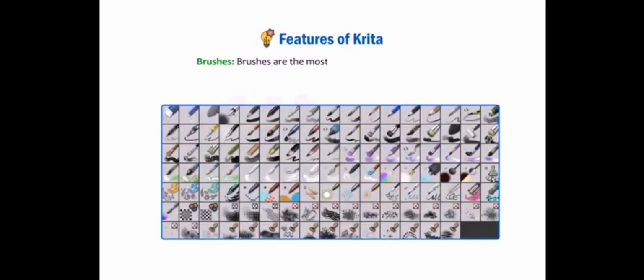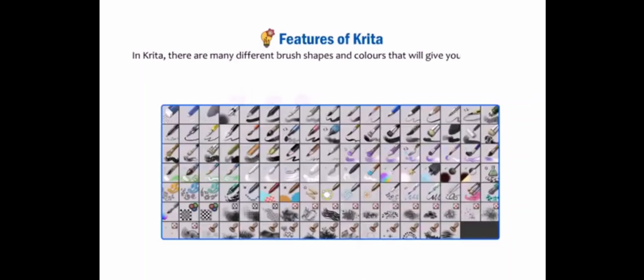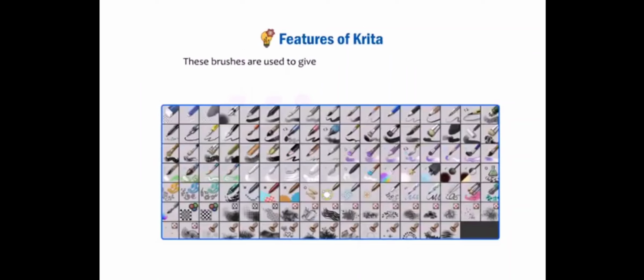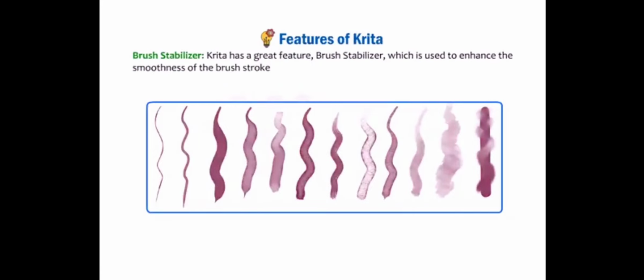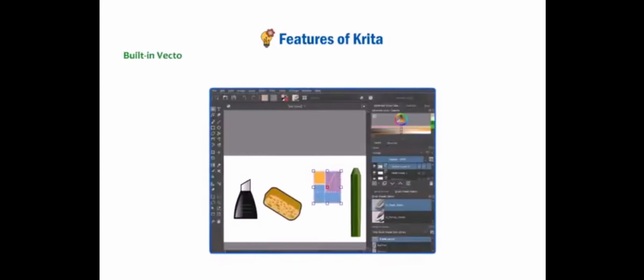Brushes. Brushes are the most important tools in drawing. In Krita, there are many different brush shapes and colors that will give you an amazing drawing experience. These brushes are used to give different effects to the drawings. Brush stabilizer. Krita has a great feature, the brush stabilizer, which is used to enhance the smoothness in the brush strokes. Built-in vector graphics. It has a huge built-in gallery of vectors that can be used for drawing comic strips.